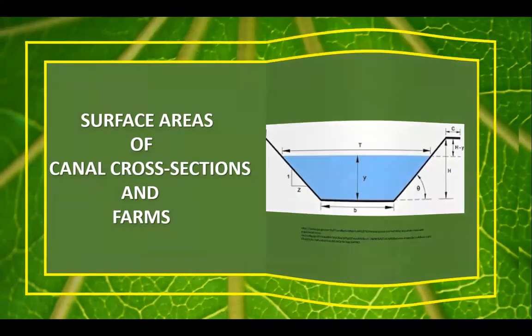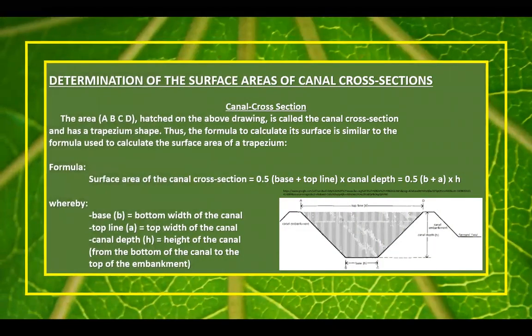So now let's talk about how to compute surface areas of a canal cross section and farm surface area. First, we have the determination of the surface area of a canal cross section. There are two. We have the canal cross section, where the area of ABCD, as you can see in the picture, hatched in the above drawing, is called the canal cross section and has a trapezoid shape.